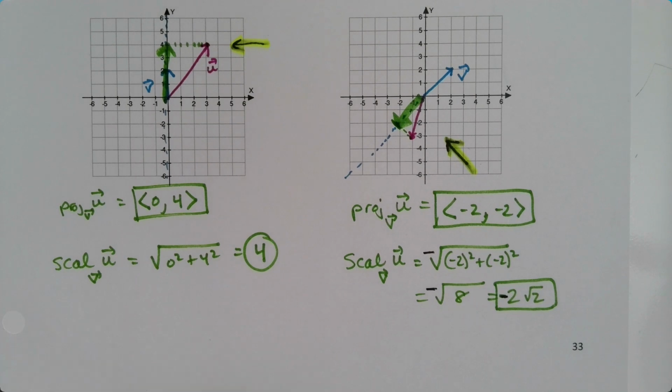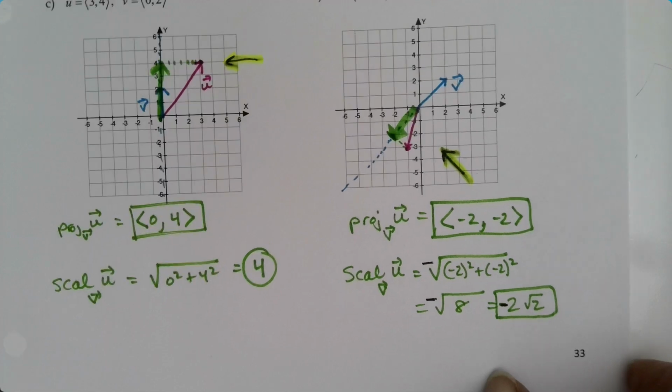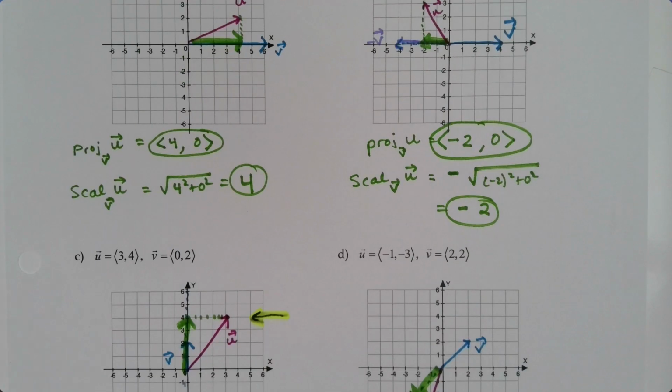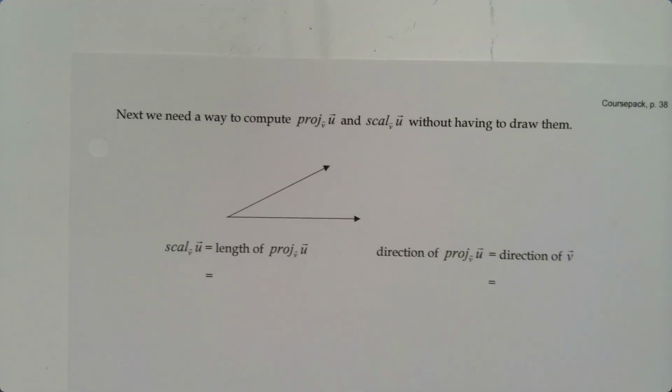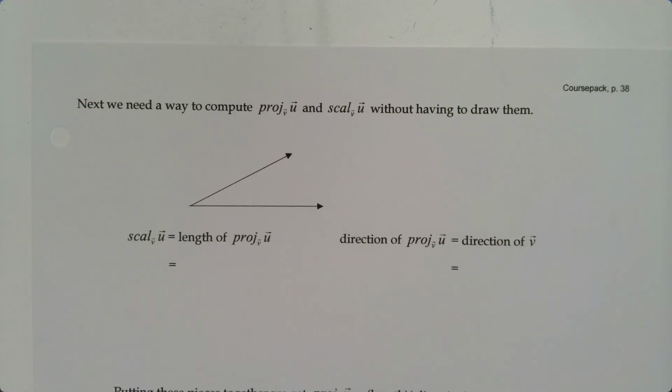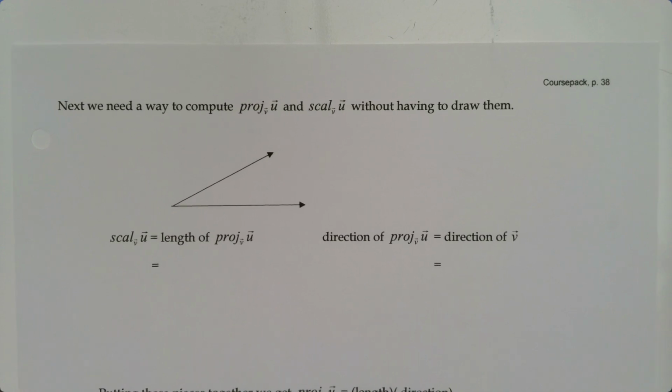Okay, well, it's rather obvious this is not the way we want to be doing this. We want a formula that will give all these values to us. So that's what we're going to develop on this page. We need a way to find the projection of u onto v and the scalar in a way that's going to work nicely and not give us lots and lots of grief.